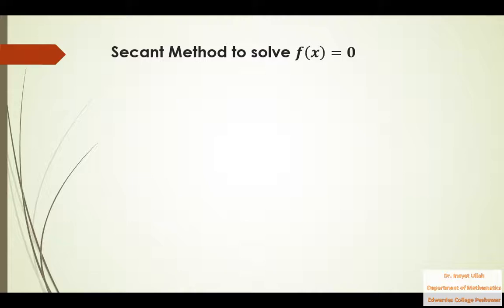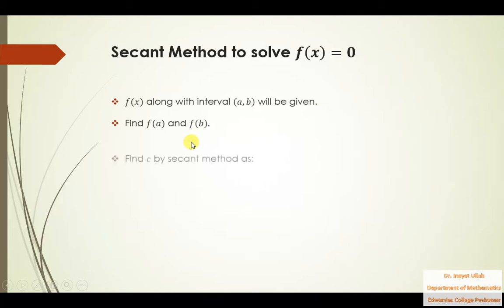Dear students, in this lecture we will learn about the secant method to solve a non-linear equation f of x equal to 0. The steps which will be followed in secant method: the first one is you will be given a non-linear function along with the interval a b. We need to find f of a and f of b. That means we need to replace x by a in the given function and then x by b in the given function to obtain f of a and f of b.